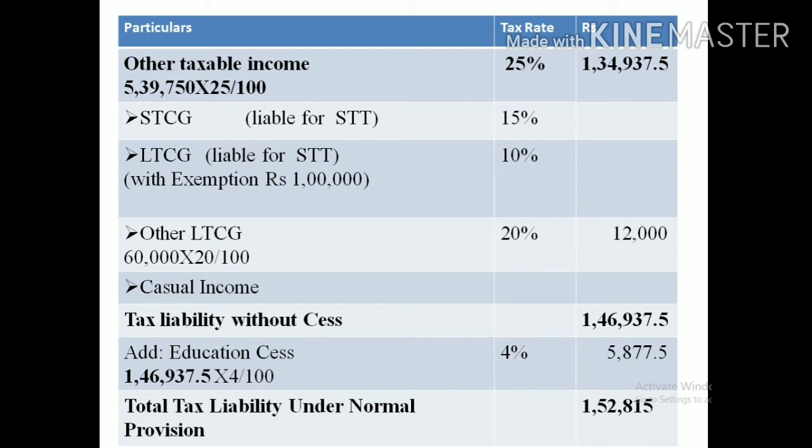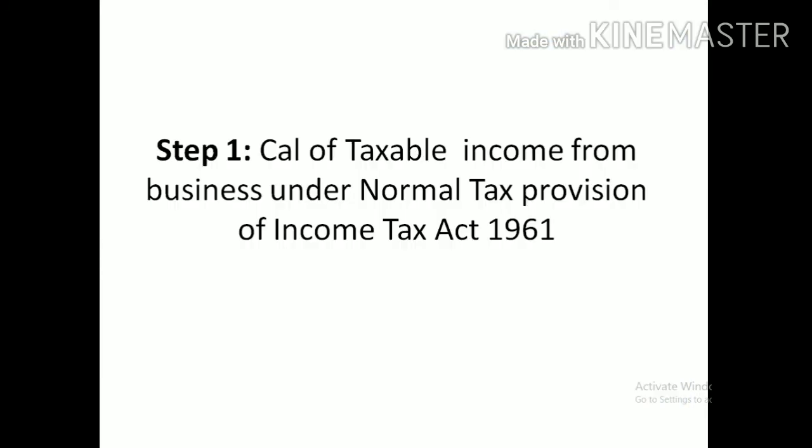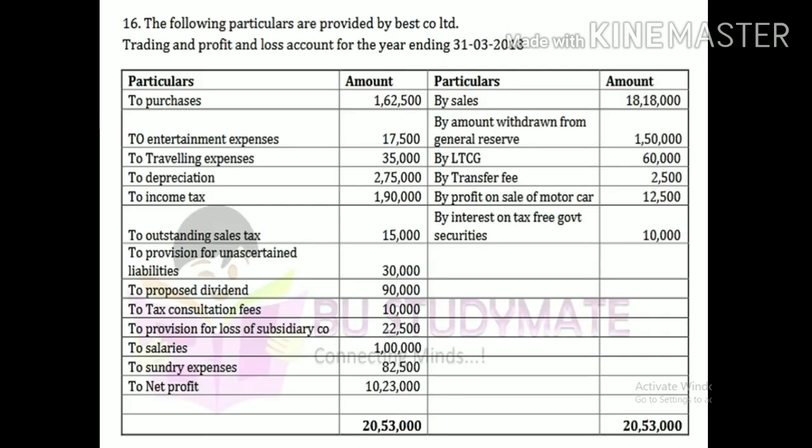Okay, this is one way of calculating tax under normal provision. Next I move on to the MAT provision. First I will explain how to solve it and which items should be considered under MAT provision, then we will go for the solution. In MAT provision you should follow two steps. One is calculation of book profit under MAT provision 115 JB. Second, calculation of tax liability.